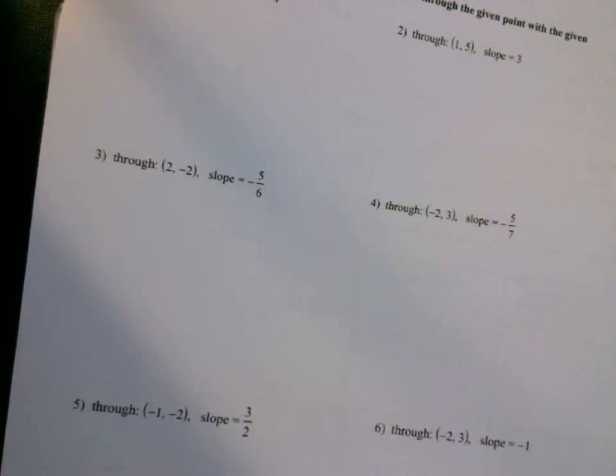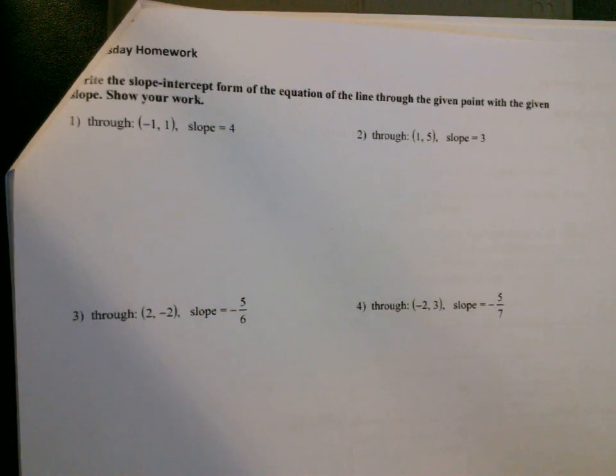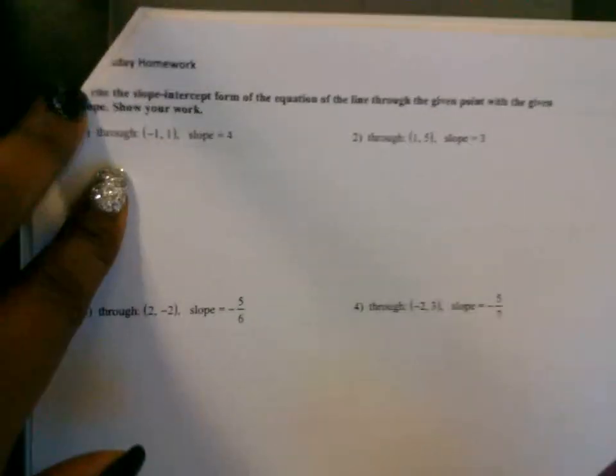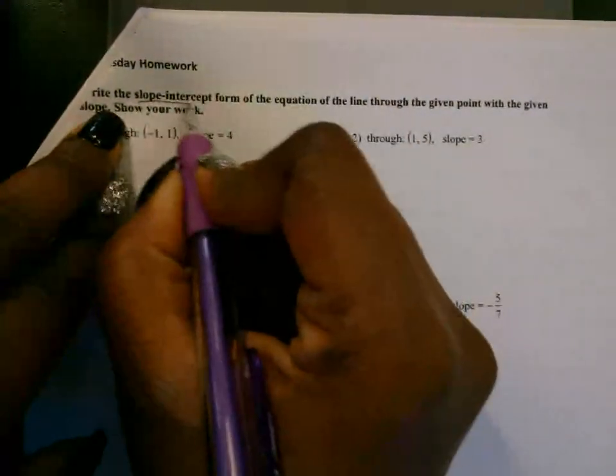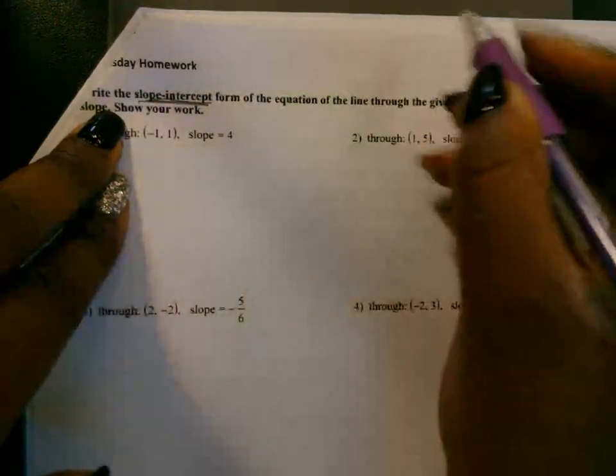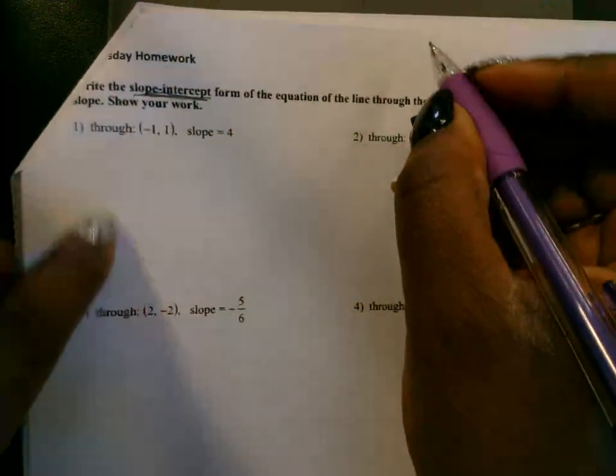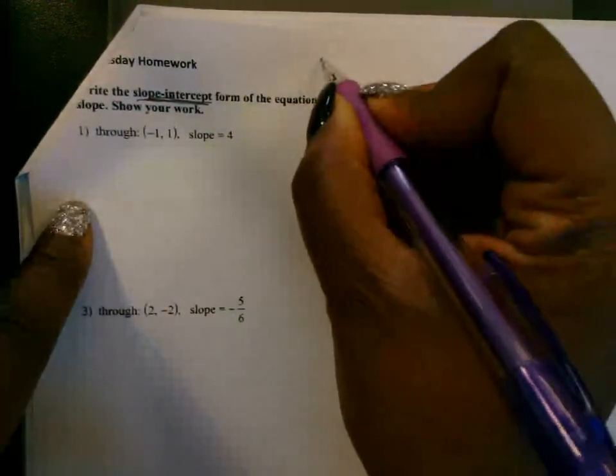All right, Math 8, this is Wednesday's homework help video. We are writing linear equations in slope-intercept form. That's the way the equation looks. Slope-intercept form looks like this.